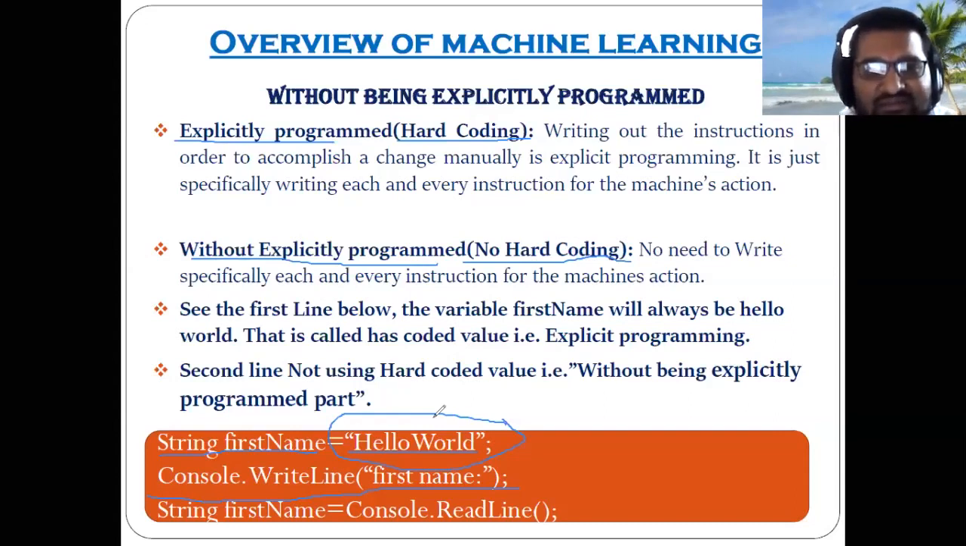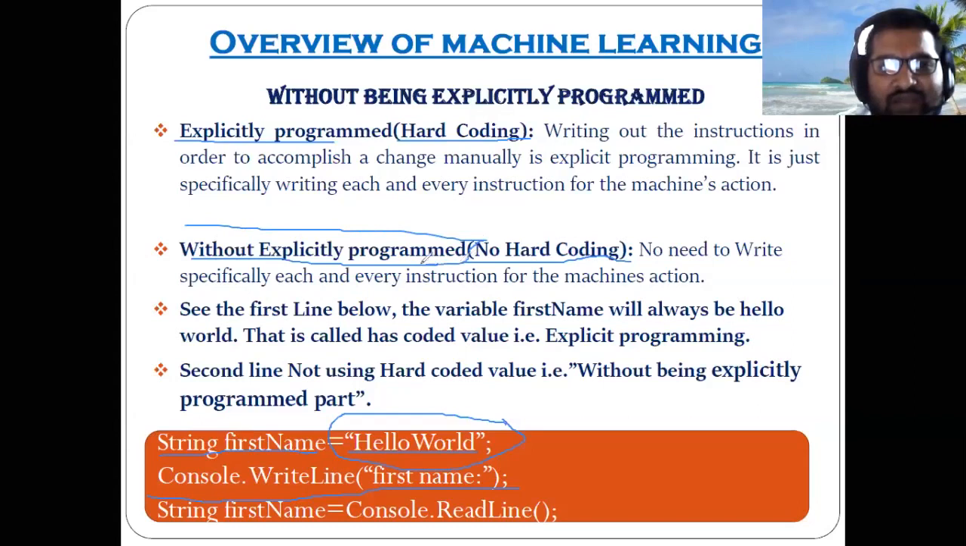And that is nothing but the without being explicitly programming of your brain. Yes or no? Yes, sir. If you need to join the driving course for the truck also, for another vehicle which is different from the Maruti car, then that will come under the category of explicit programming. I hope now all of you have got the concept.